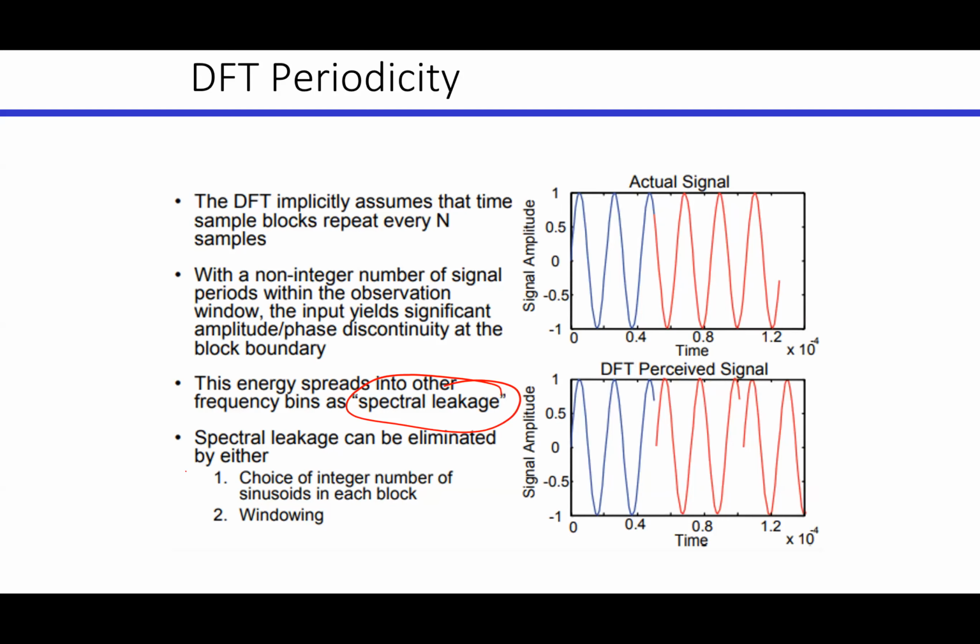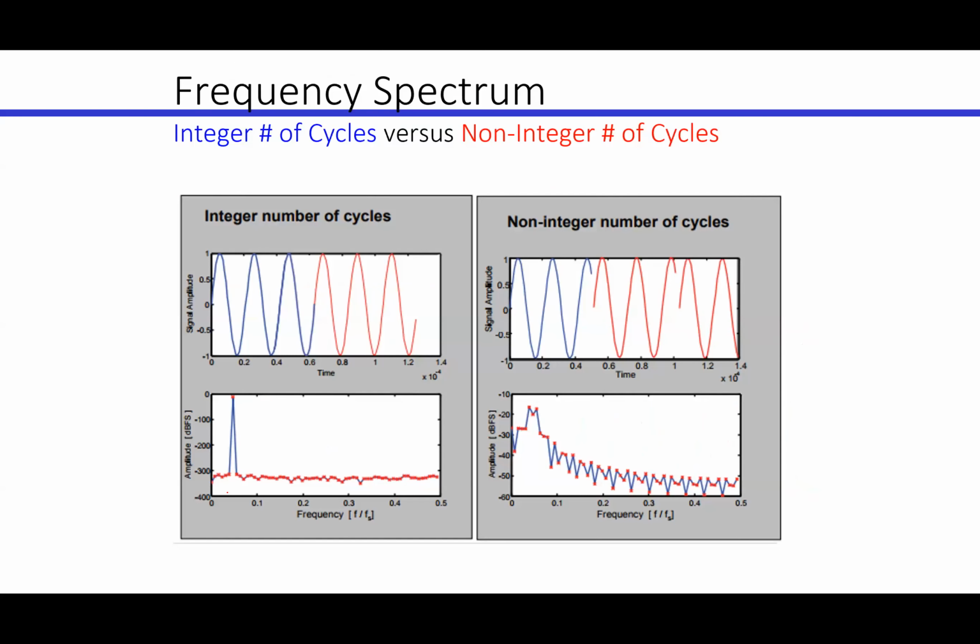You have two solutions. Either you select an integer multiple of the number of cycles. If it is an integer, complete number of cycles, then when you connect it every time, it will be a completely periodic signal. Or we can use another solution, which is called windowing. I hope that you have heard of these things in your signals and systems course.